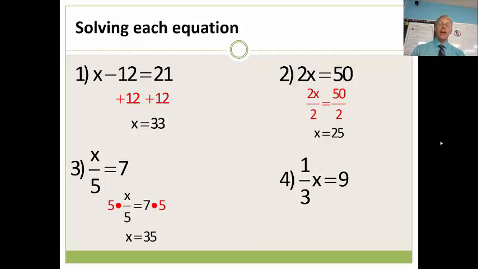Now in number 3, we have x being divided by 5. Well, how are we going to cancel out division by 5? Well, we're going to multiply by 5. The 5's would cancel, leaving us with just x equals 35.